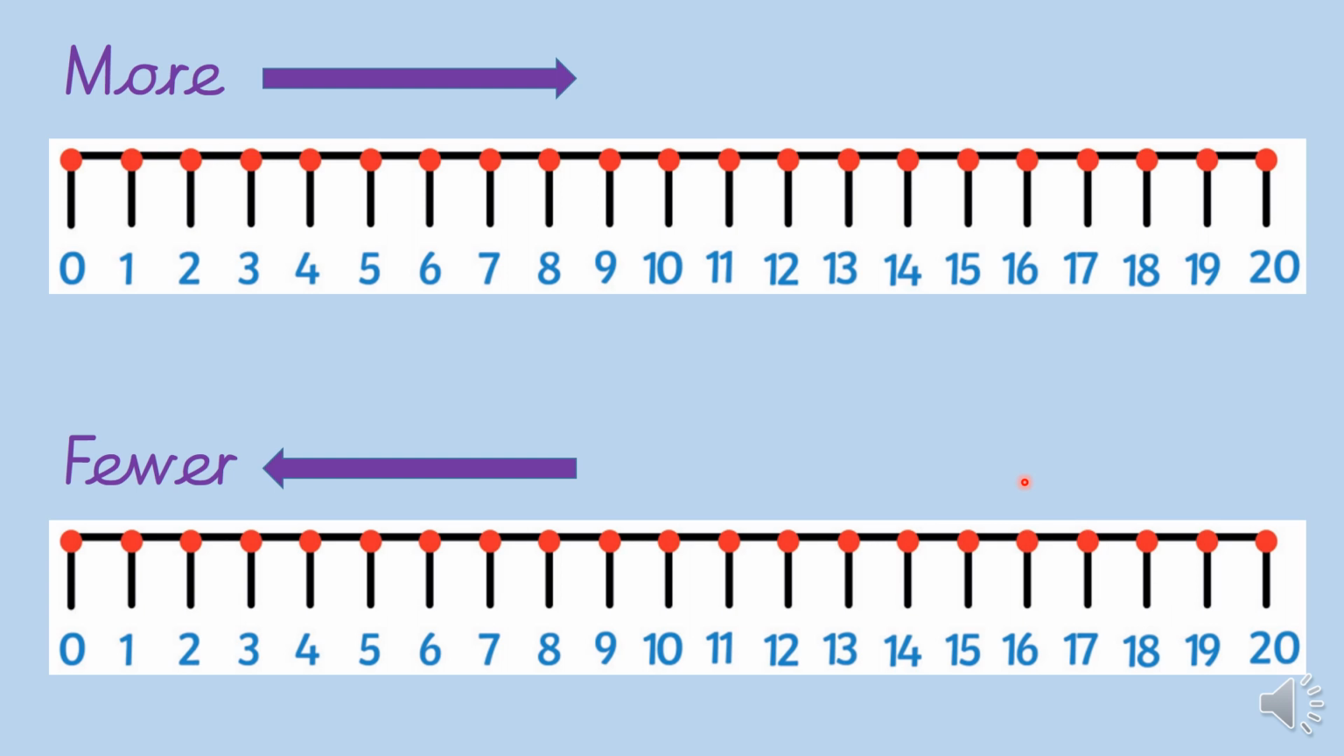Let's go for it more of a challenge. Can you find 3 fewer than 12? Well done, did you get number 9? So remember you have to start on 12, and I said 3 fewer, which means we've got to do 3 jumps. We have to go 1, 2, 3. So we get to the number 9. Well done.